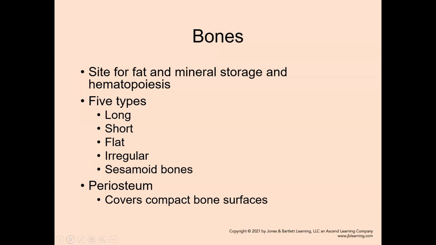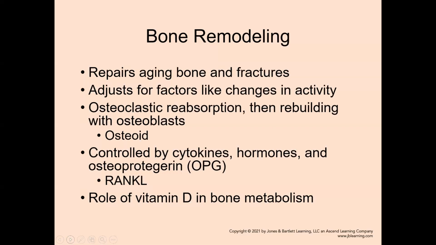In adulthood, hemopoiesis occurs in the vertebrae, pelvis, and a few other sites. The yellow marrow can be reactivated under certain circumstances, such as injury or trauma. Bone remodeling is continually happening in the body to repair aging bones and fractures, and it also adjusts to activity levels.